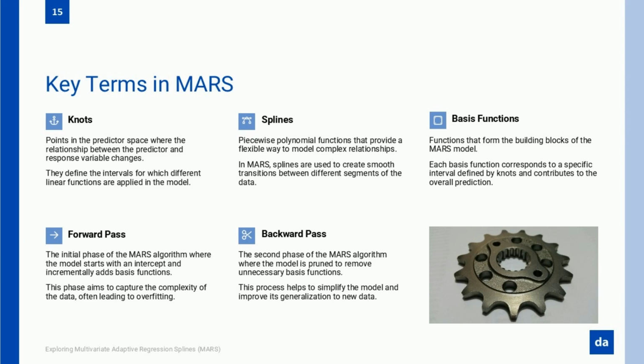These components work together to give Mars its non-parametric flexibility. Unlike traditional regression models that assume a fixed functional form, Mars doesn't impose any structure. It lets the data define the shape of the model. This makes it one of the most powerful tools for handling complex, high-dimensional datasets.